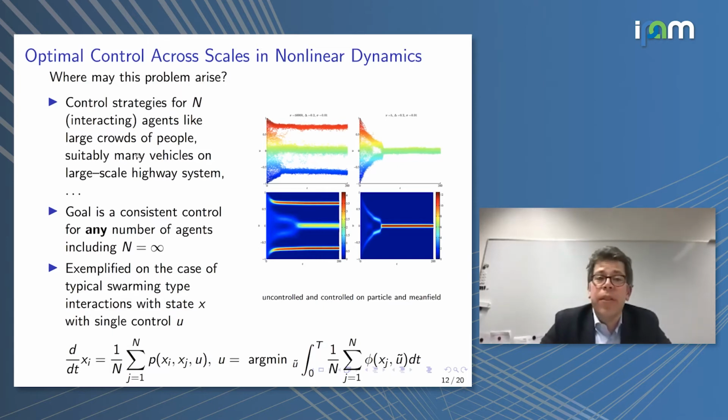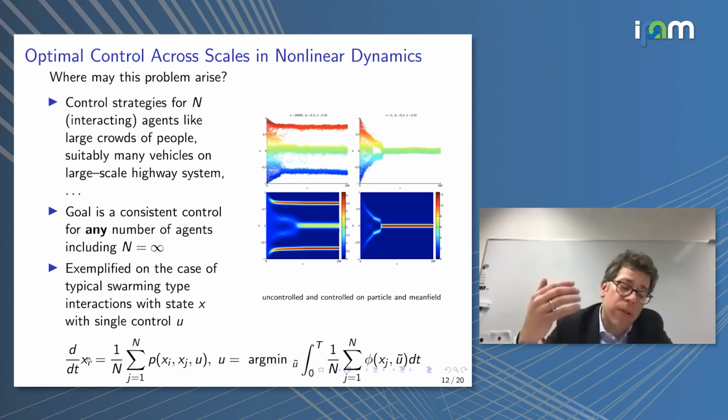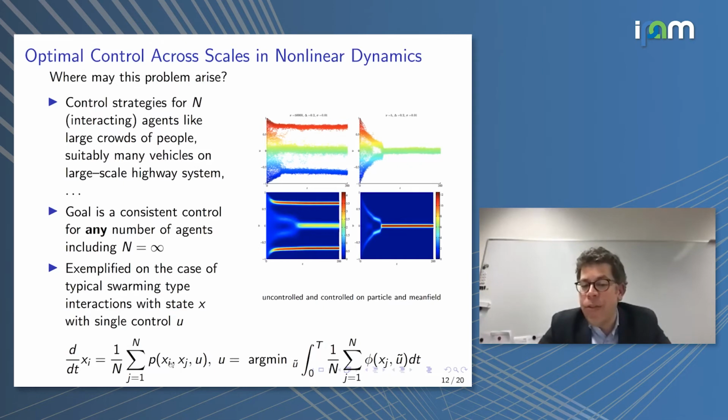So I start with a typical crowd motion problem, for a position or property xi, which interacts with other xj's through some kernel p, and you have a control u. This control should be chosen to minimize a certain cost functional, which is called phi. There's some symmetry here because I interact with all other agents j in a similar way, so I have a sum here, and I have a sum also in the cost function.